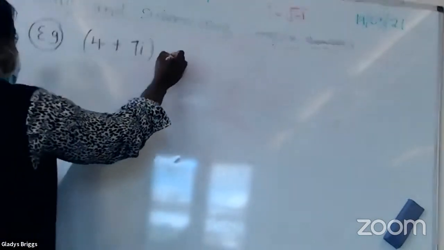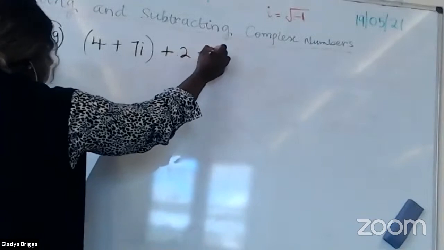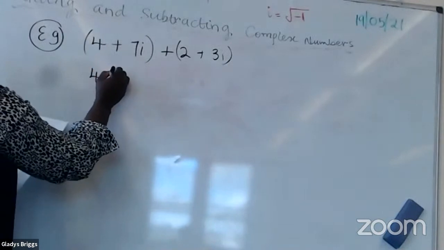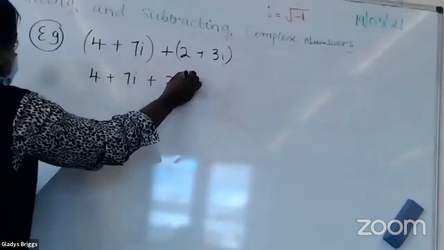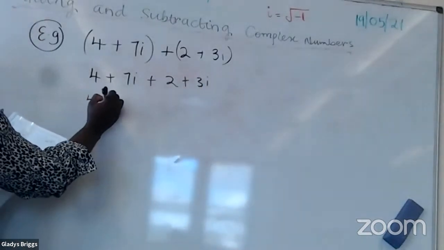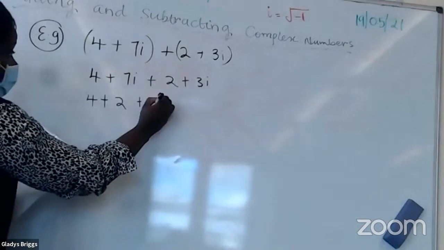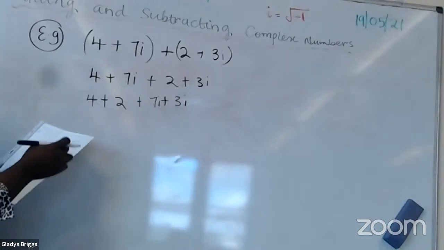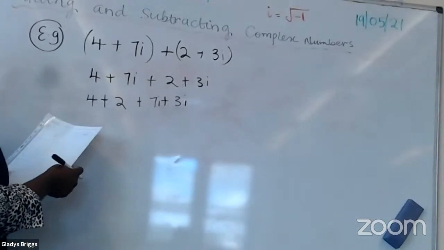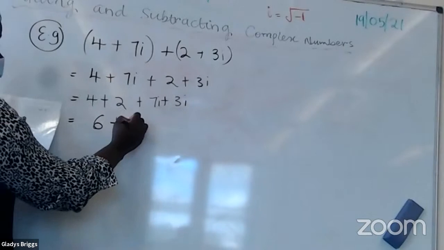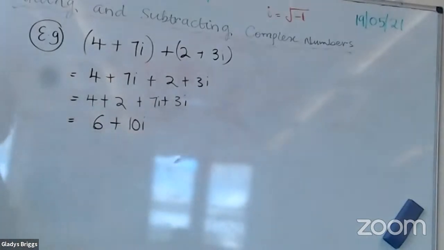There's no escape. Plus 2 plus 3i. So I'm just going to take off the brackets. That will be 4 plus 7i plus 2 plus 3i. And I'm going to add the real parts, 4 add 2, and the imaginary parts, 7i add 3i. And that's just going to give me 6 plus 10i. Okay? So would you guys like to have a go at these ones for me?